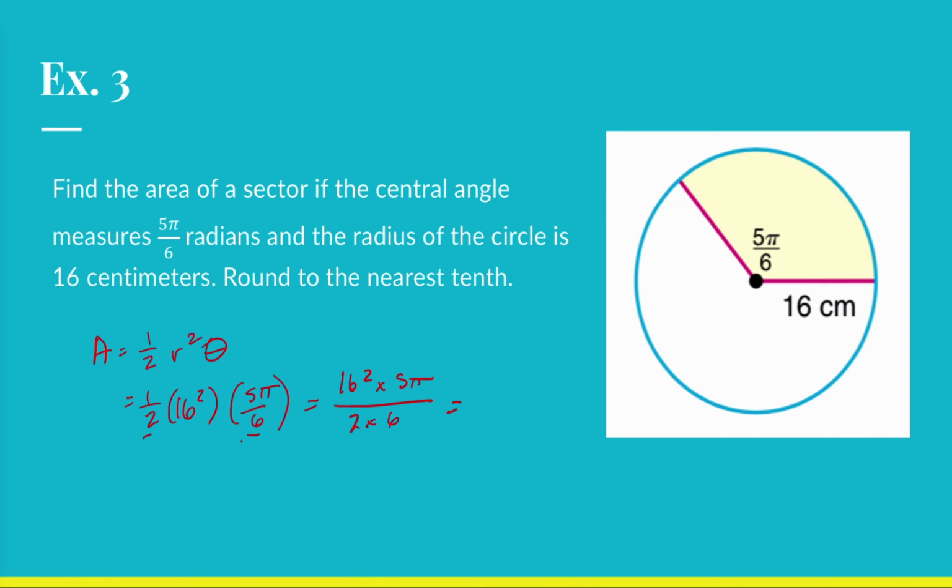And I put that in my calculator, that gives me 335.1 square centimeters. Our radius is in centimeters, our area is in centimeters squared.